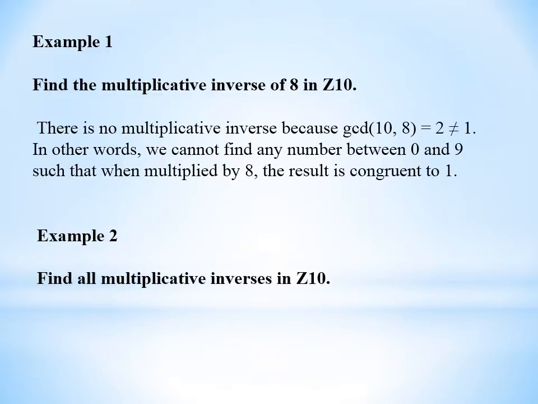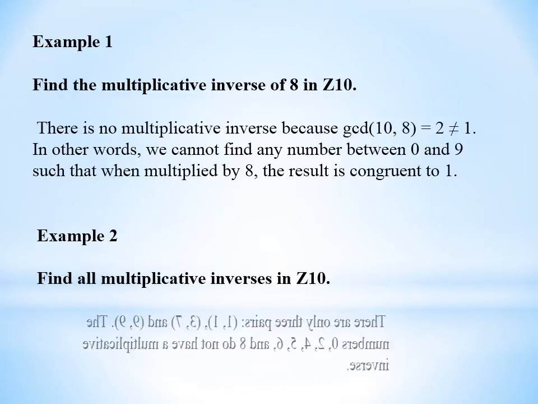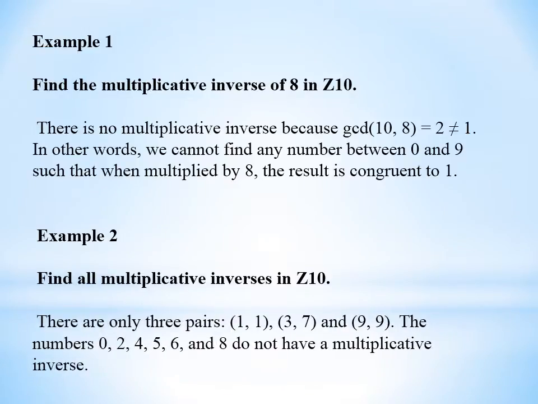Example 2. Find all multiplicative inverses in Z10. There are only 3 pairs: 1 and 1, 3 and 7, and 9 and 9. The numbers 0, 2, 4, 5, 6 and 8 do not have a multiplicative inverse.